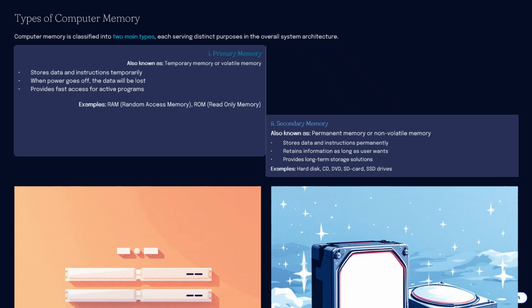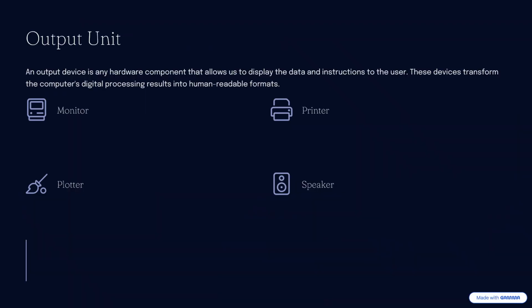Then go to the next slide. Output unit. What is an output device? An output device is any hardware component that allows us to display the data and instructions to the user. These devices transform the computer's digital processing results into a human-readable format.